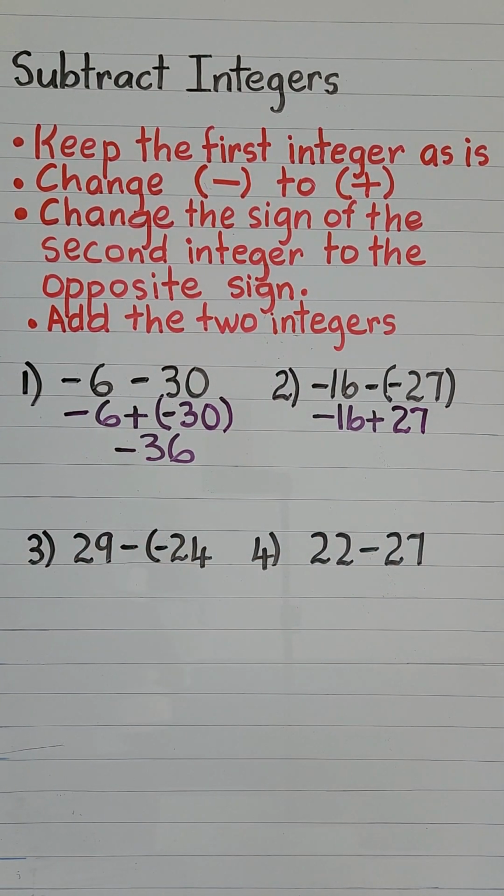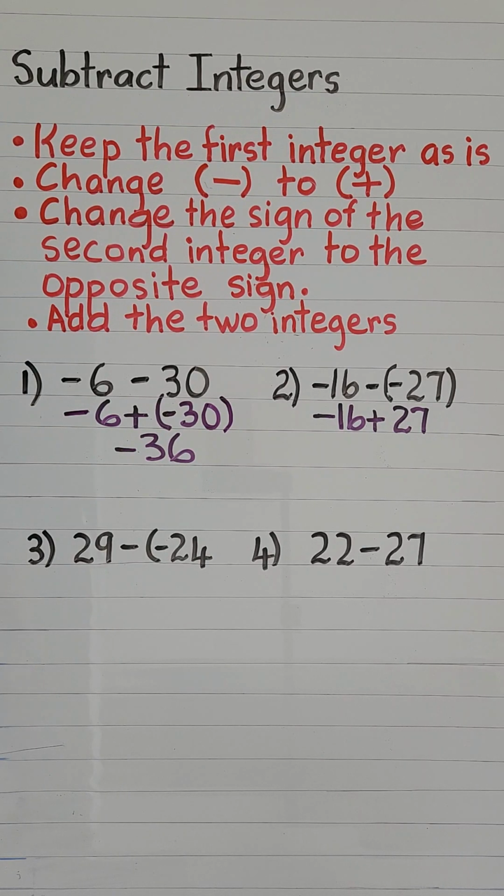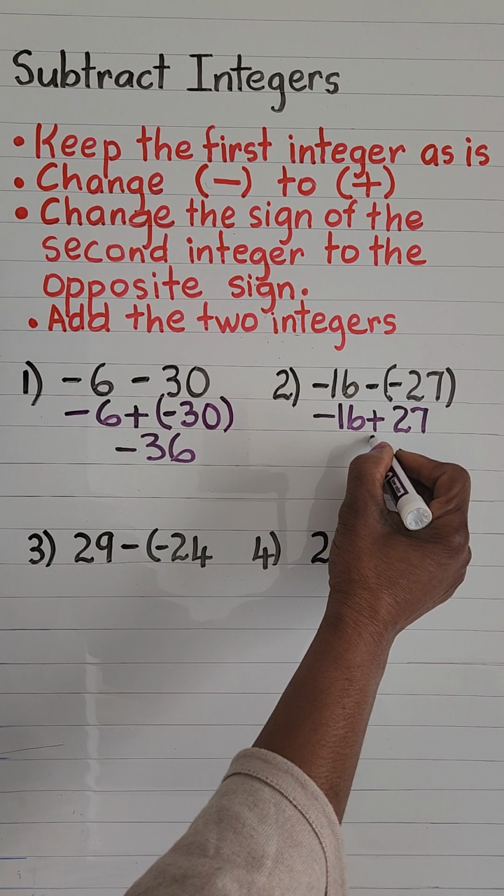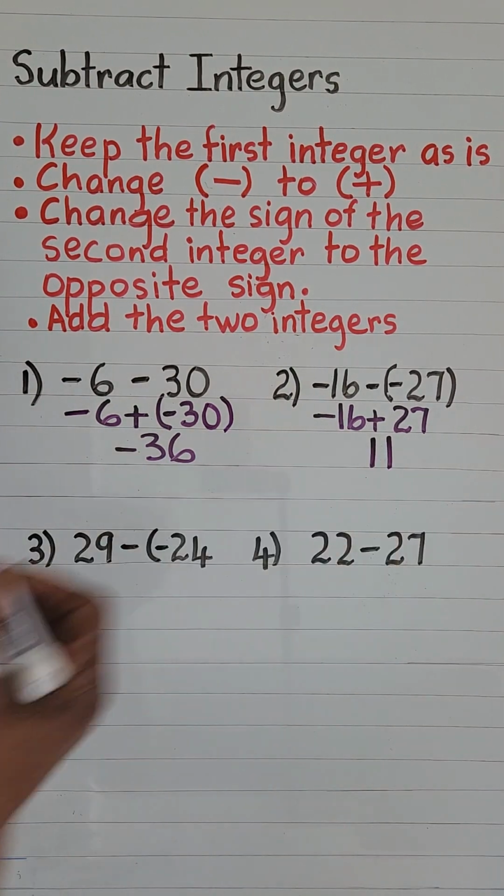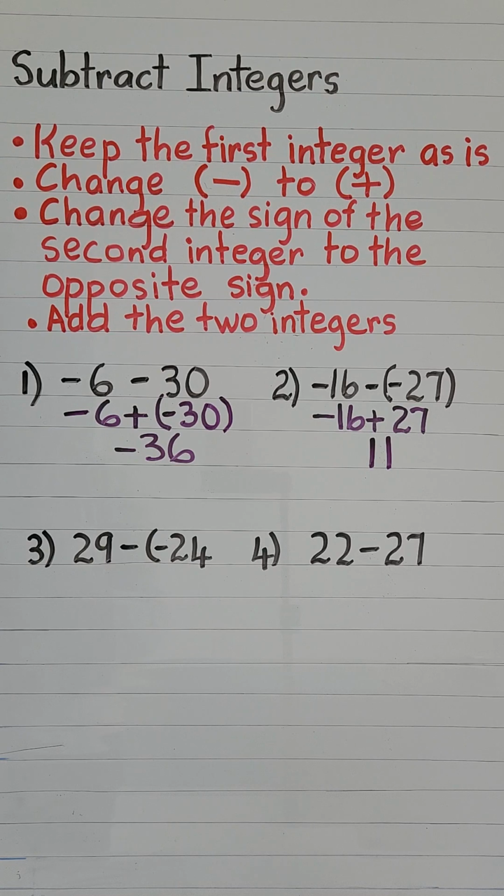And now when we are adding integers, if the signs are different, we subtract the numbers. So we're going to subtract 16 from 27, and that is 11. And when we're done, we're going to keep the sign of the larger number. So the larger number is 27 and it is positive. So this will be a +11.